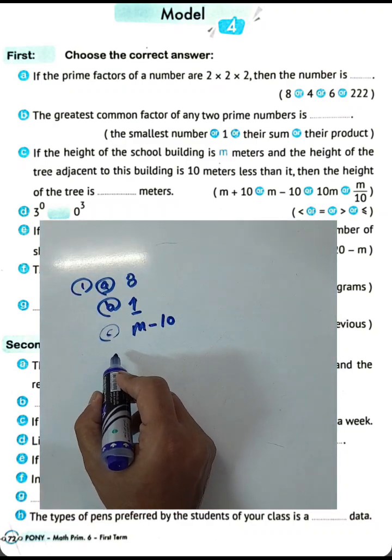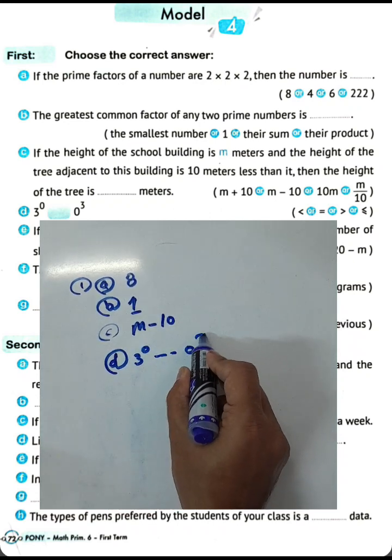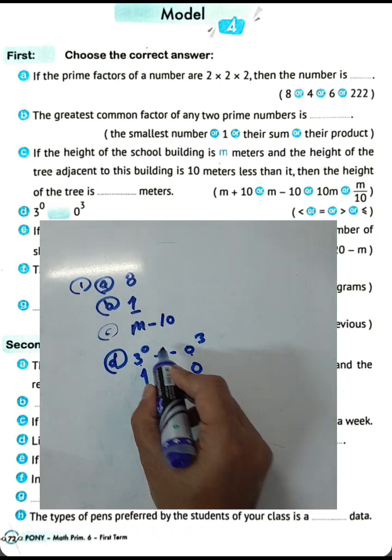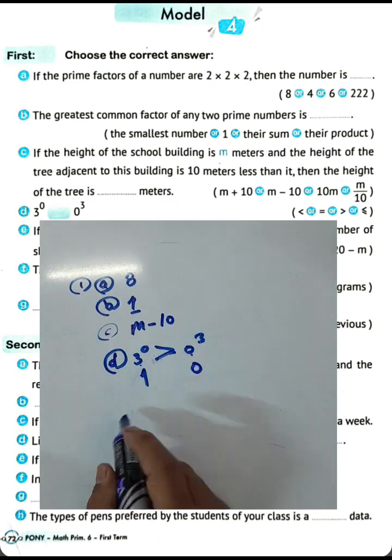Question letter D, 3 power 0 or 0 power 3. 3 power 0 will be 1, and 0 power 3 will be 0, then 1 is greater than this number, so we must choose this sign.